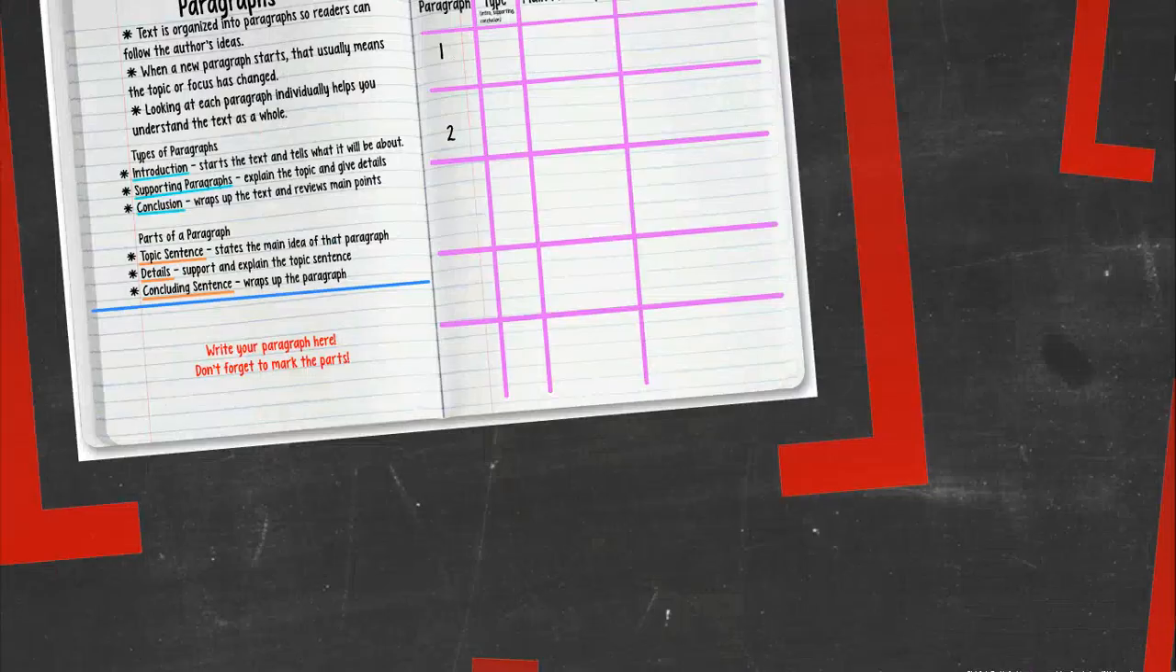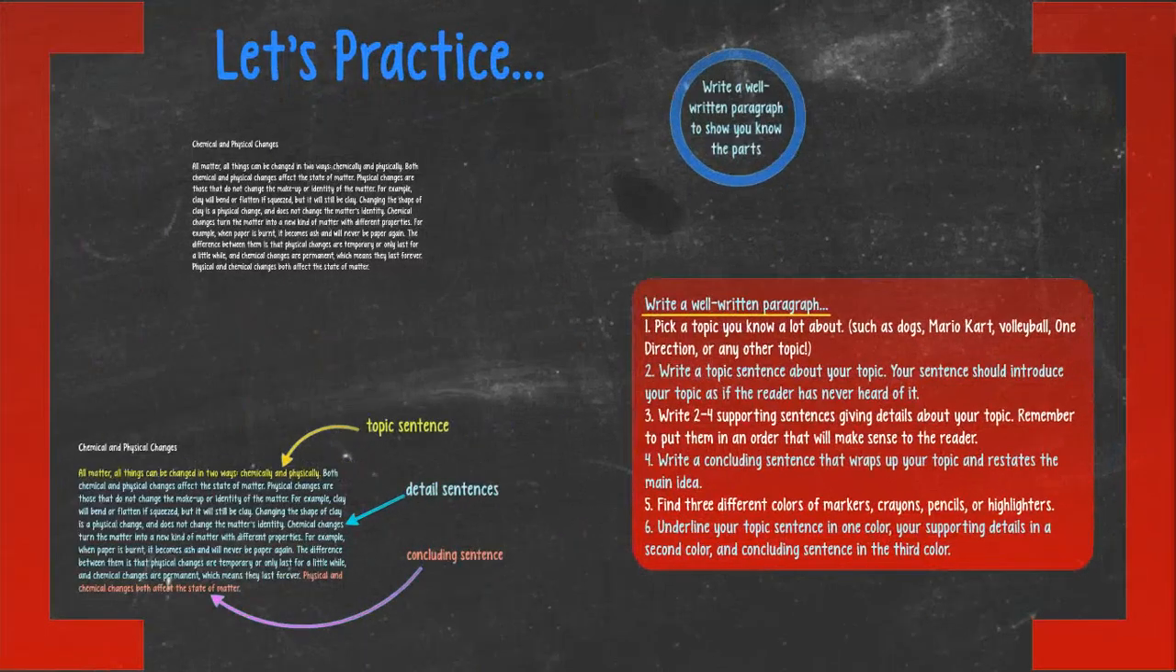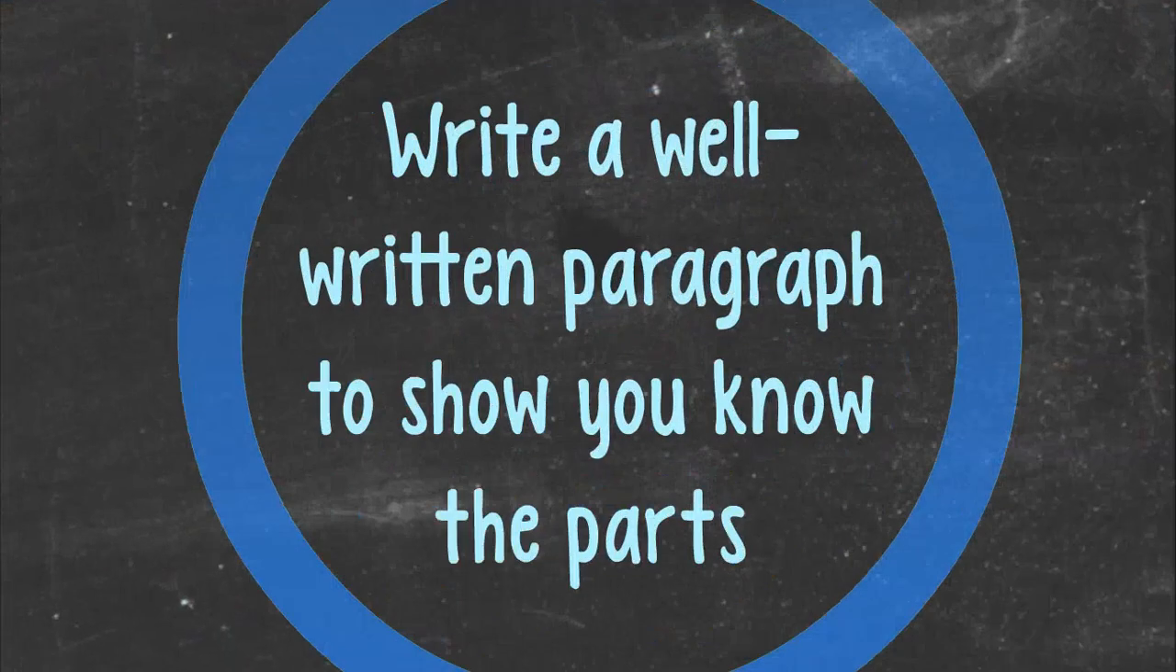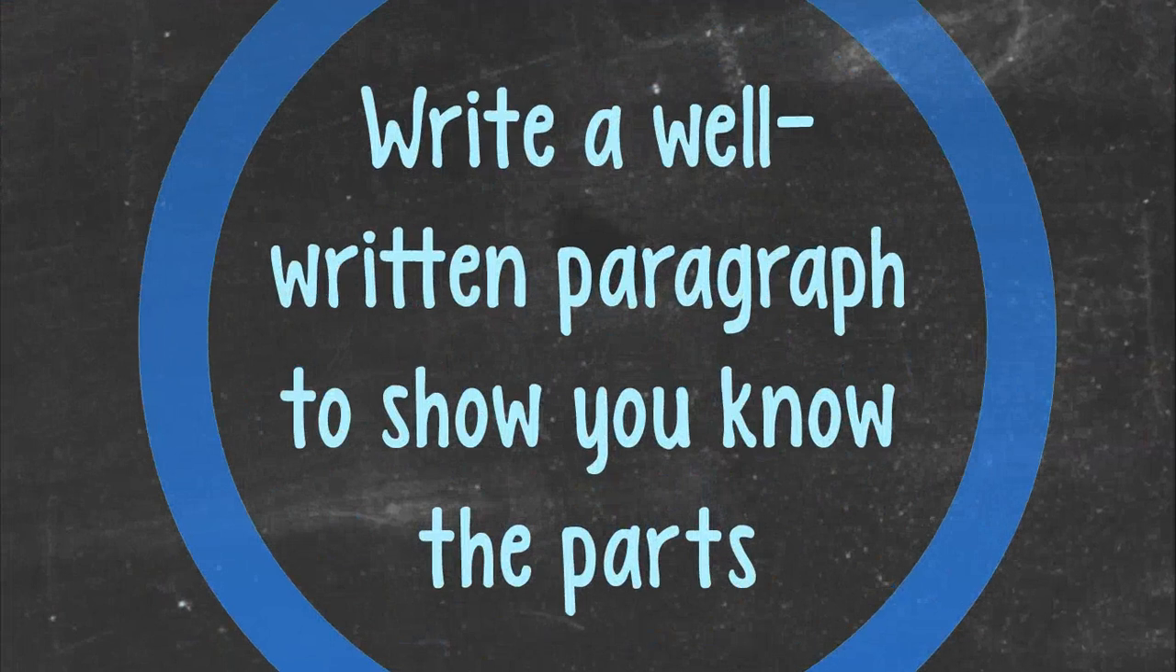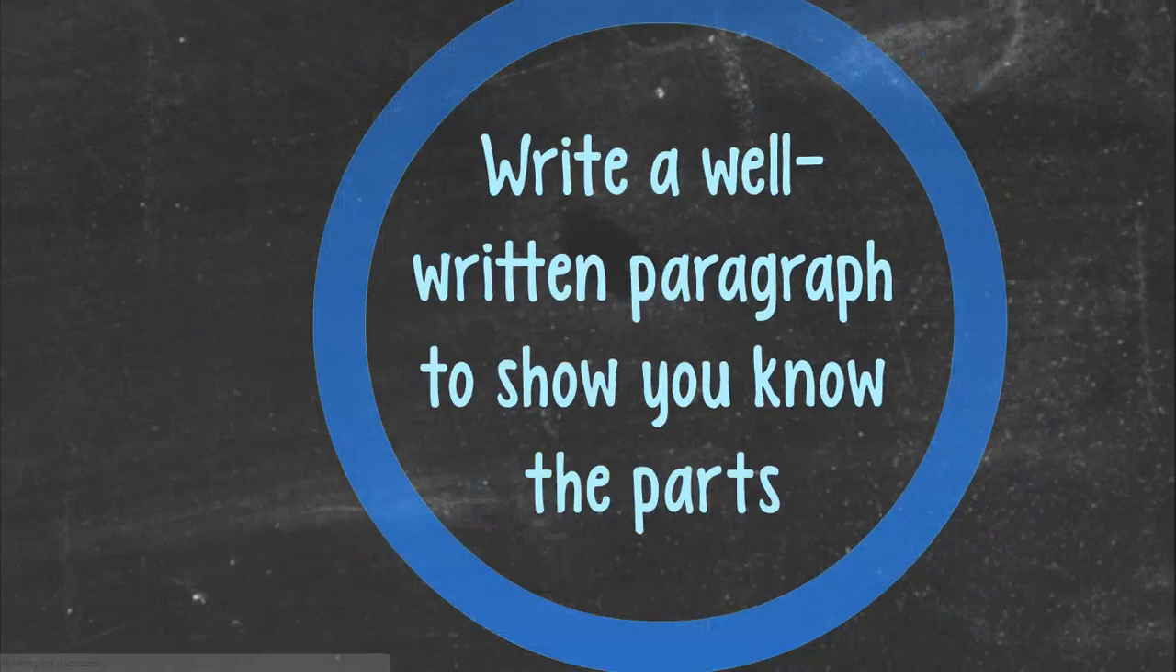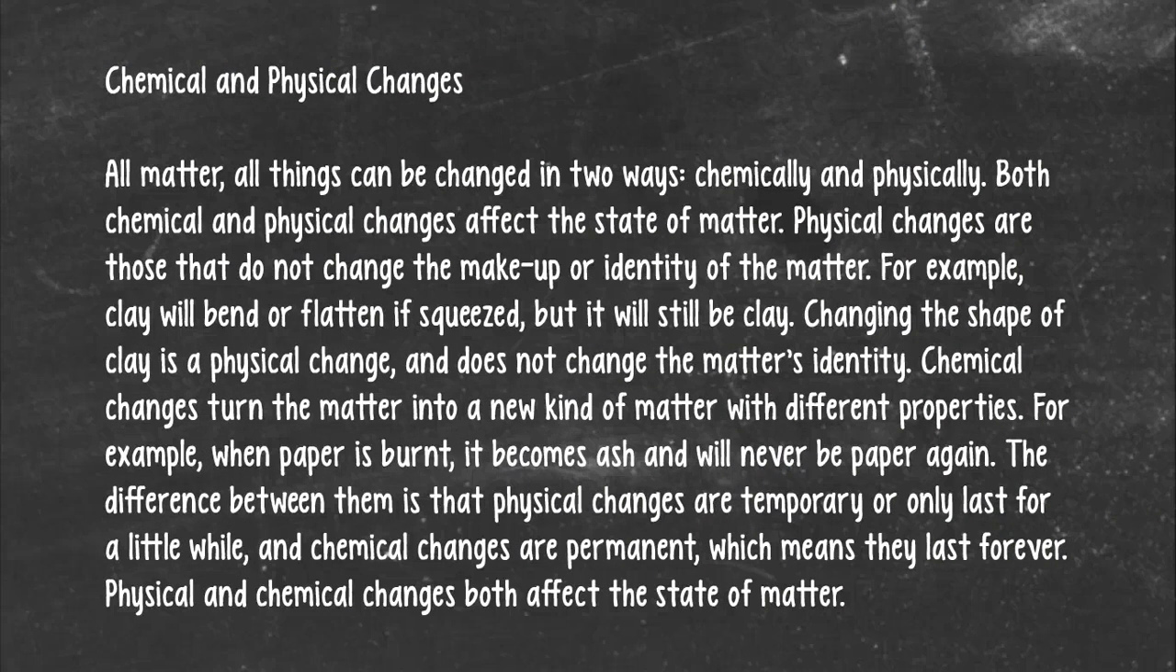So the easiest way to talk about paragraphs, honestly, is to write one. So you are going to be responsible for today for writing one well-written paragraph to show me that you know the parts, to show me that you can write a topic sentence, some detail sentences, and then a concluding sentence at the end. Right? So you're going to be writing something that kind of looks like this. We read this before in a previous video, but let me take it through you one more time. So this is about chemical and physical changes.